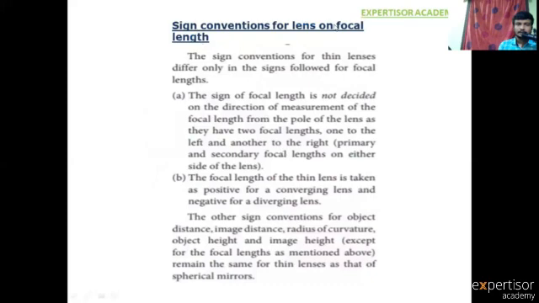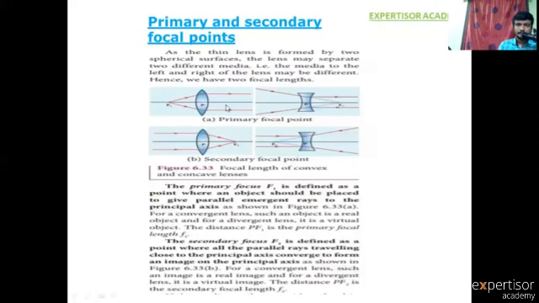Sign conventions for focal length. The sign conventions for thin lenses differ only in the signs followed for focal length. See that one first. The sign of focal length is not decided by the direction of measurement of the focal length from the pole of the lens, as they have two focal lengths, one to the left and another to the right, primary and secondary focal lengths on either side of the lens.